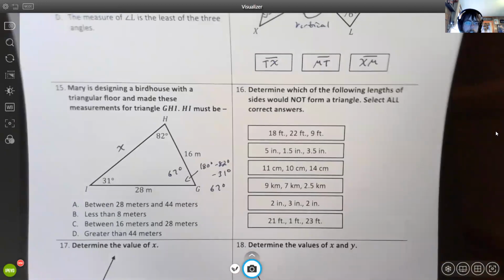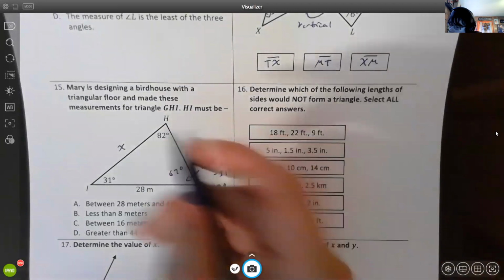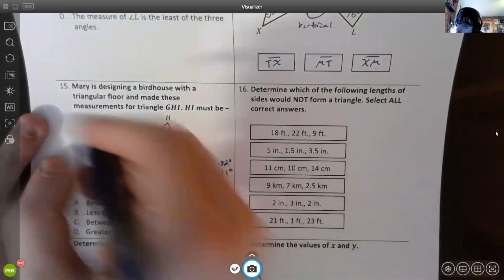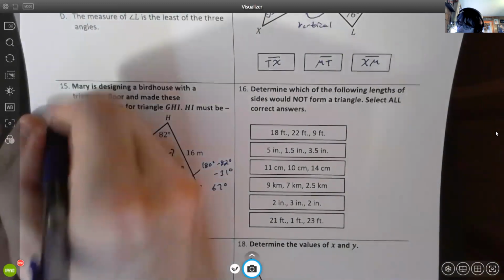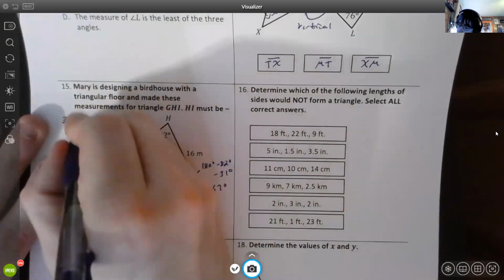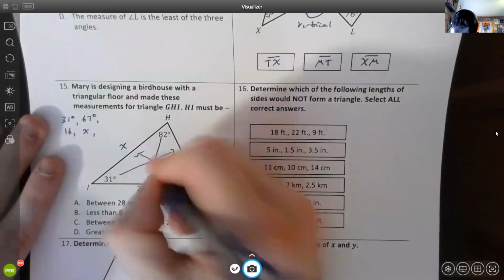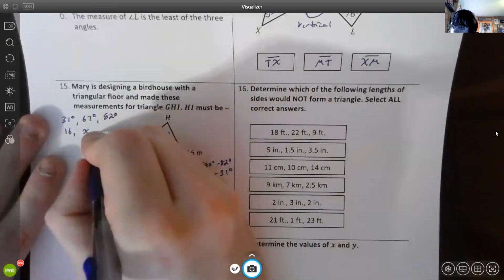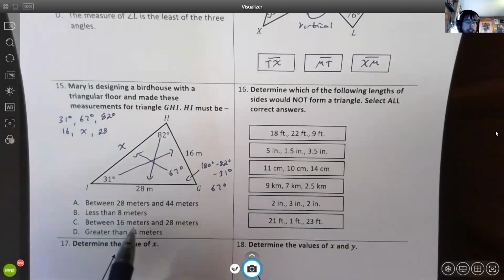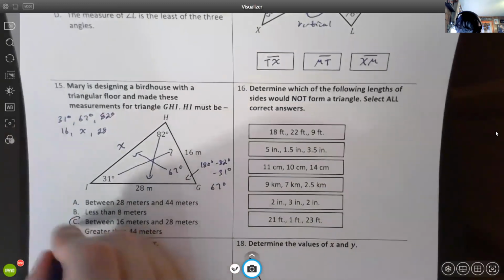And so now you can order your sides from least to greatest or greatest to least or whatever. So if we look at our smallest side, the 31 is our smallest angle, which is opposite the 16. So 16 is our smallest side. Our next smallest angle is 67, which would be X. That's the HI we're looking at. And then 82 is our largest angle, so 28 is our largest side. So now you see which one of these matches up with the answer choices down here, and you can see that X is between 16 and 28, which is C.